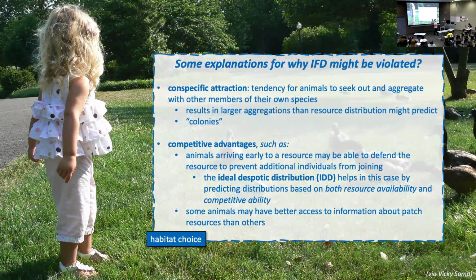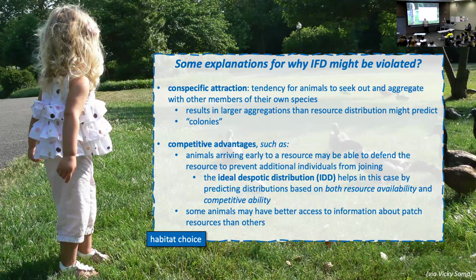Now, the question is, when doesn't it work? There are plenty of cases where the IFD does not explain distributions of animals that you see out in habitats. One of them is in the case of colonies. There is a phenomenon called conspecific attraction, which is just a general tendency for certain animals to want to be around other animals. This can happen in giant colonies of birds. They all end up aggregating in one spot, not because there's a lot of resources there. I mean, there could be all sorts of reasons, but it's a cue that it's a good place to be to have other individuals there.